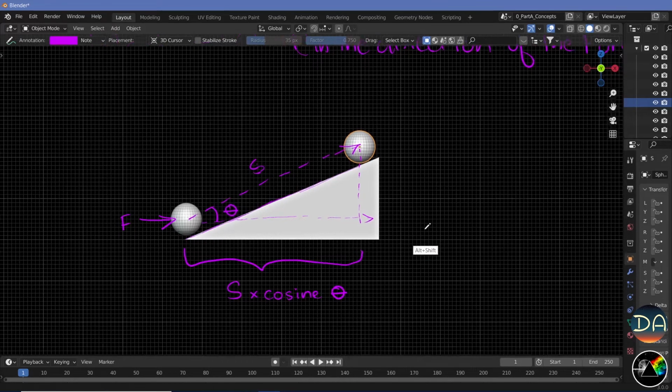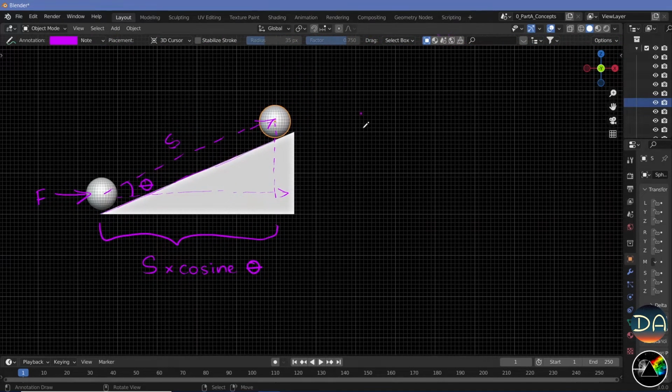So with this knowledge, we can state that the work done is not just force into displacement, but it's the force into the displacement into cosine of theta. Now this cosine of theta can be written as cos theta, and we don't have to write the multiplication sign. So it's just Fs cos theta.